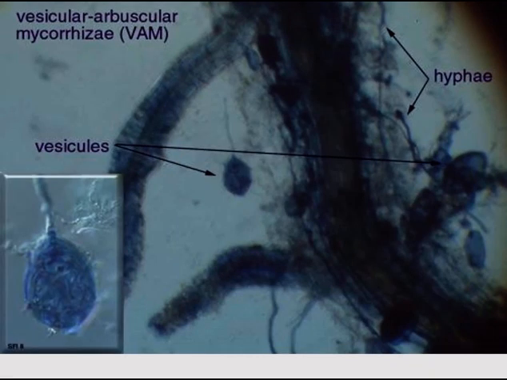Here's a close-up of mycorrhizae. There are different types. There's this type we call VAM, which is vesicular arbuscular mycorrhizae. These form around the outside of the root. There are other types that actually penetrate the root. And these little strings are called hyphae, and these hyphae are what branch out and spread the root zone around.